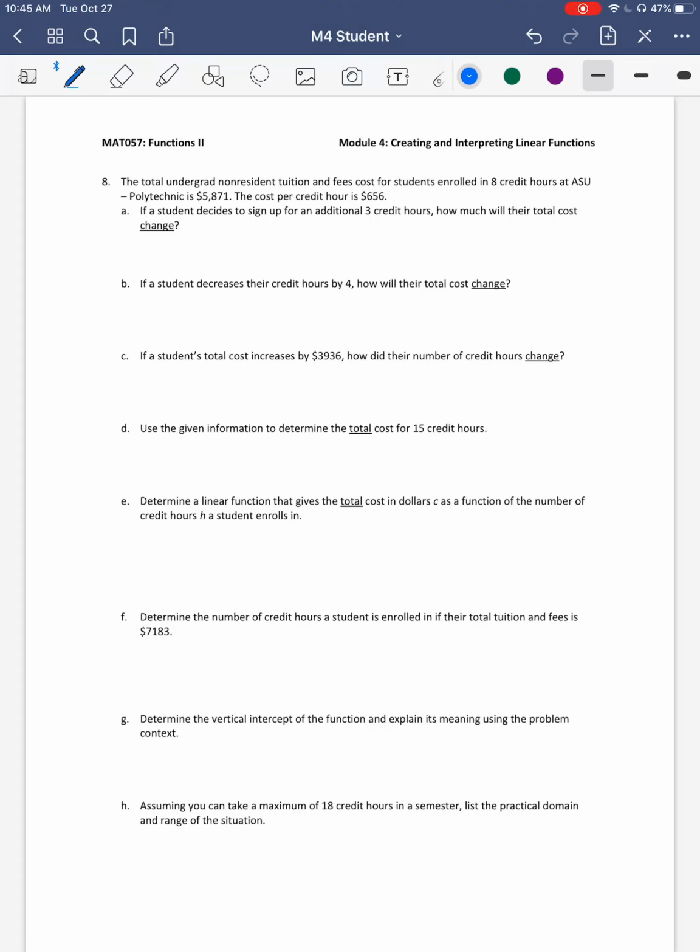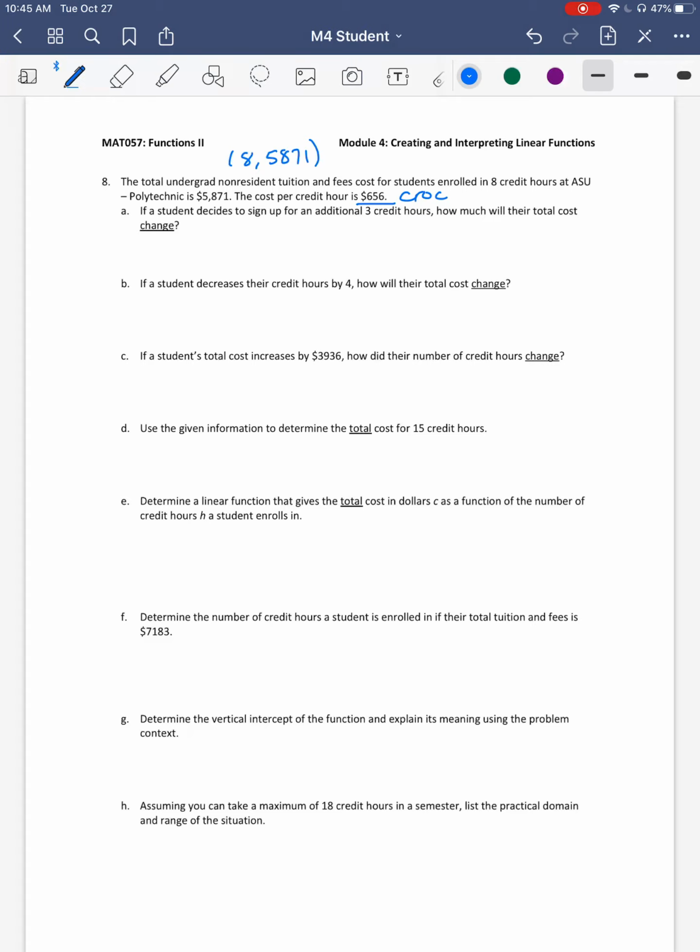Okay, we continue on to question number 8. It says the total undergrad non-resident tuition and fees cost for students enrolled in 8 credit hours at ASU Polytech is $5,871. That's essentially a reference point of (8, 5,871). The cost per credit hour is $656, so that's my rate of change.